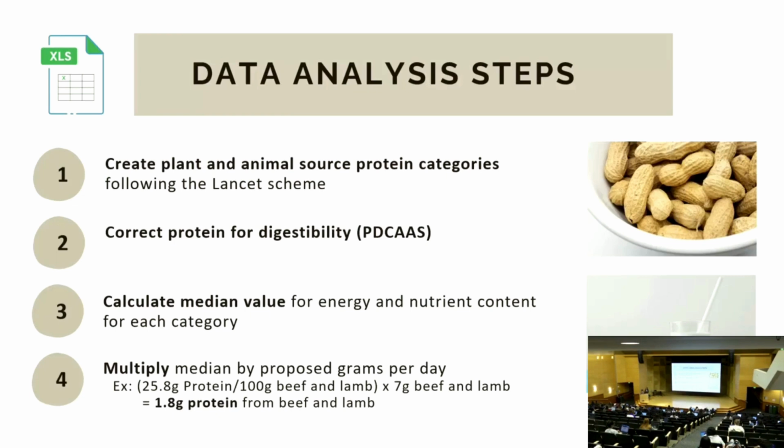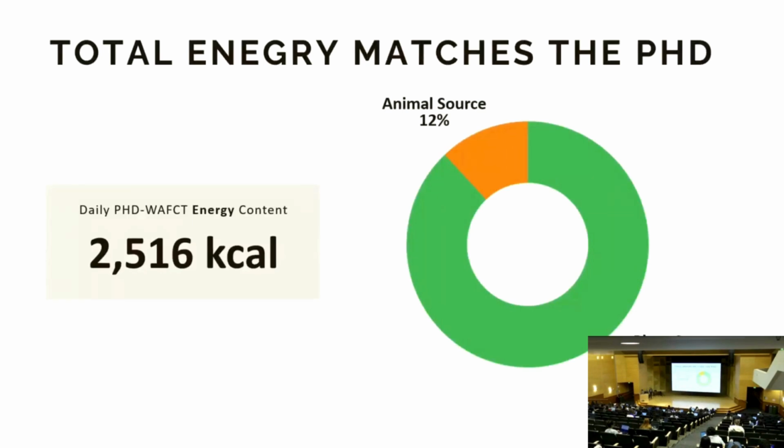So what did I find? First of all, the total energy based on the West Africa Food Database matches that in the Planetary Health Diet. The Planetary Health Diet was 2,500, and I got 2,516, so we're very close. That adds significant validity to the result, saying that this is basically the same amount of food being taken in, and we can look at the differences and nuances between those two. Of note, 88% of those calories came from plant sources, which is very similar to the 86% that came from plant sources in the original Planetary Health Diet.